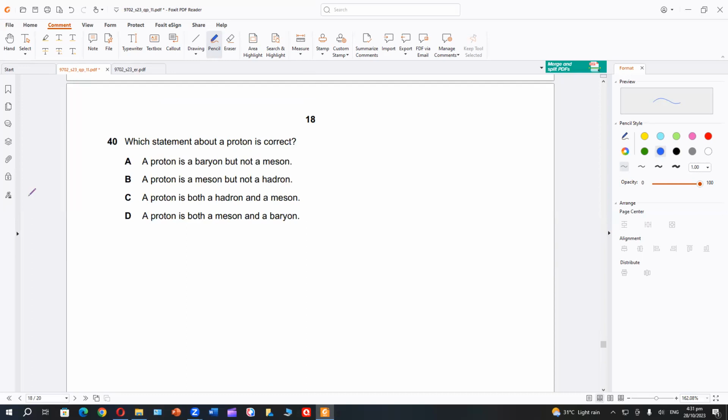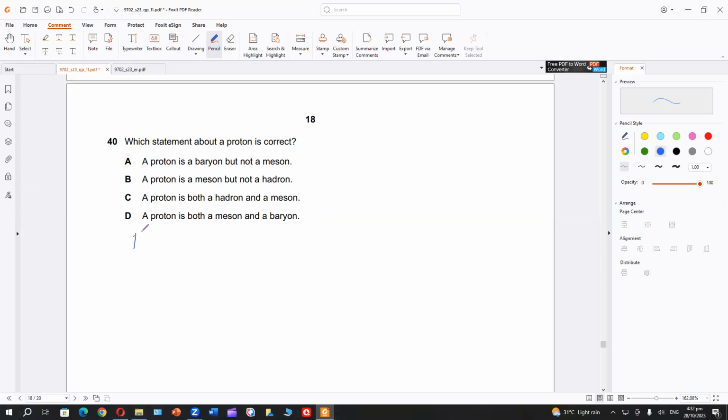Which statement about a proton is correct? A proton is a baryon, but not a meson. A proton is a meson, but not a hadron. Proton is a hadron, so proton is not a hadron is wrong. Proton is both a hadron and a meson. Proton is a meson and a baryon. So proton is a hadron. That's sure, because hadrons are those particles which are inside the nucleus.